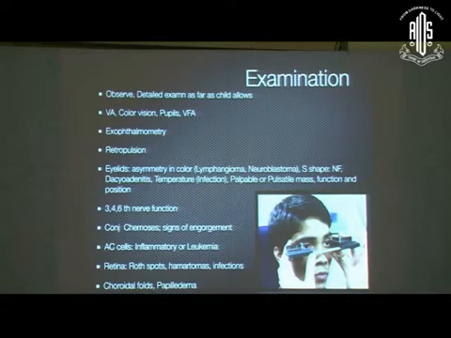A thorough, complete examination has to be stressed, and you need to do a complete examination of the face, visual acuity, color vision, as far as the child allows. Exophthalmometry if it's possible. Do retropulsion, see how much pressure is there behind the globe. It's a soft thing, it's a hard thing, that will tell you. Then look for asymmetry in color in eyelids.